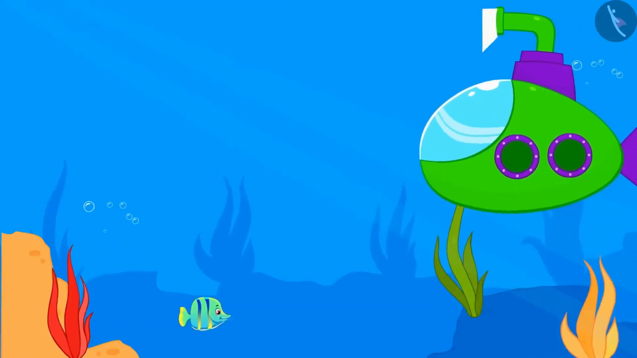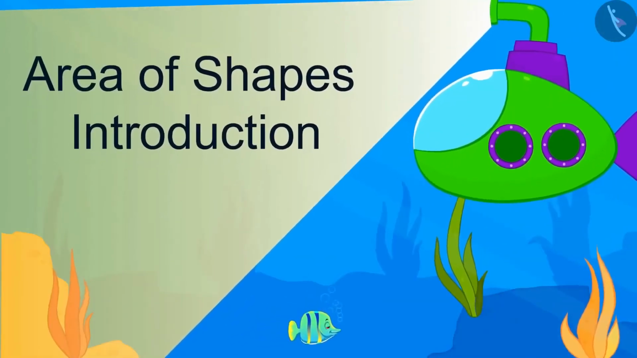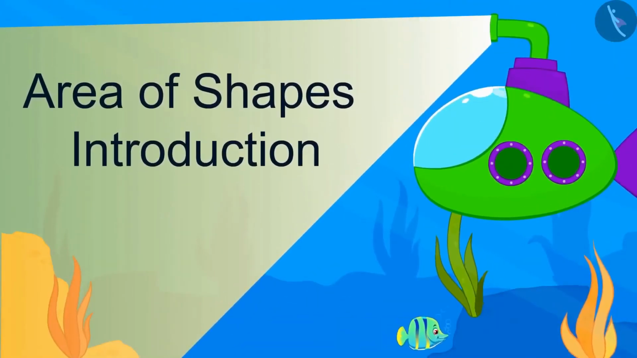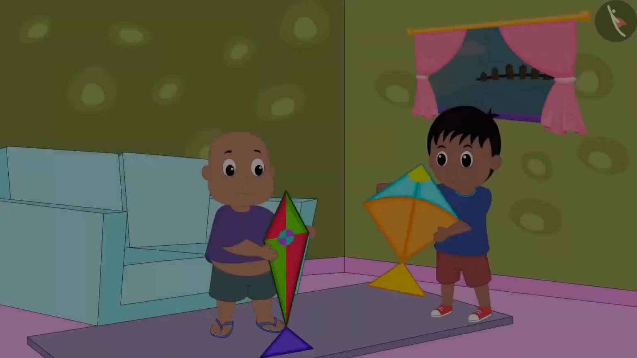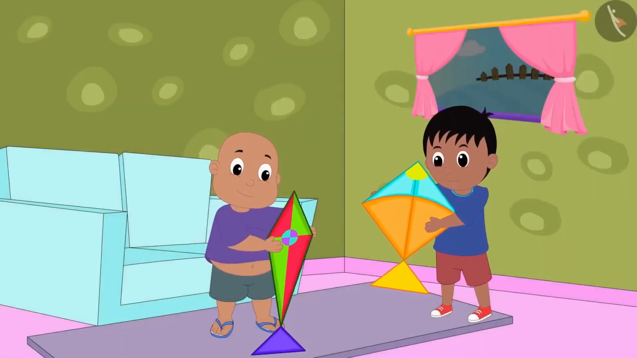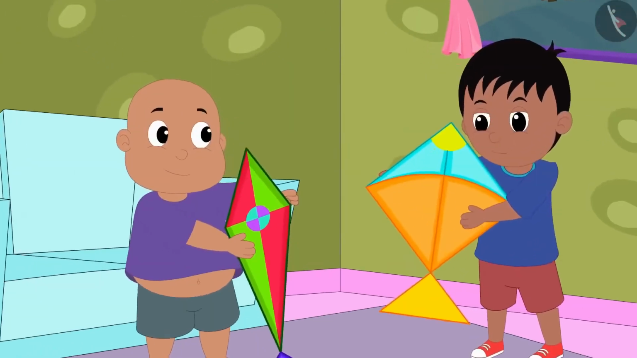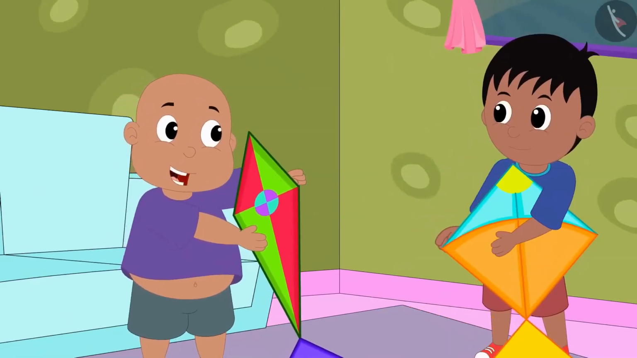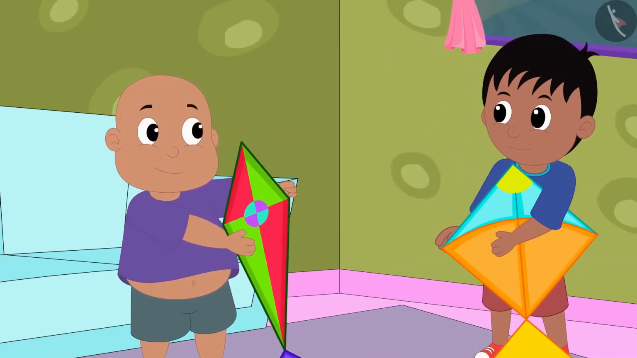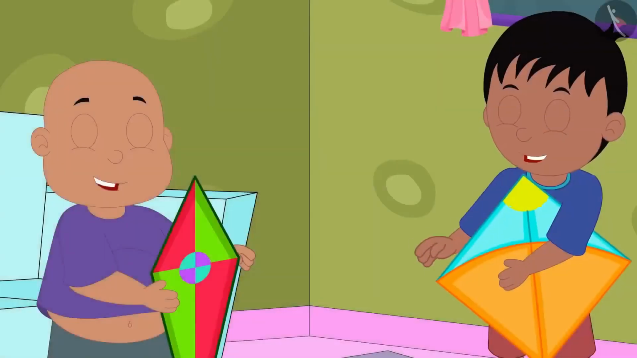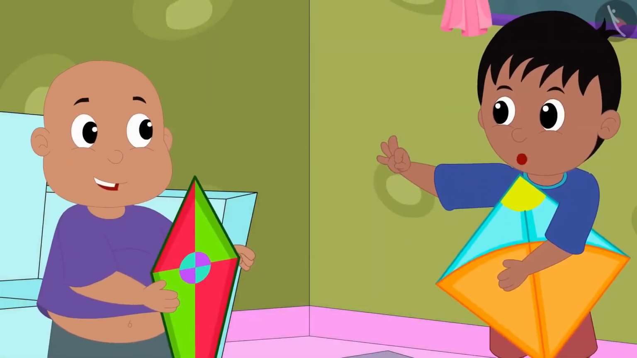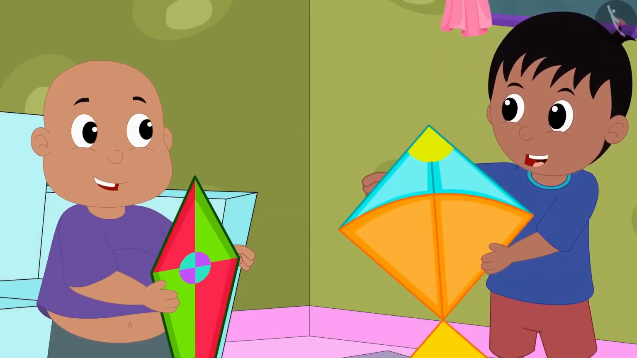In this video, we will learn to estimate the area of shapes. Raju and Bablu have made kites. Raju, look how beautiful my kite is. Bablu told Raju, showing his kite. Yes, Bablu, your kite is really beautiful. But my kite is bigger than your kite. Raju said to Bablu.